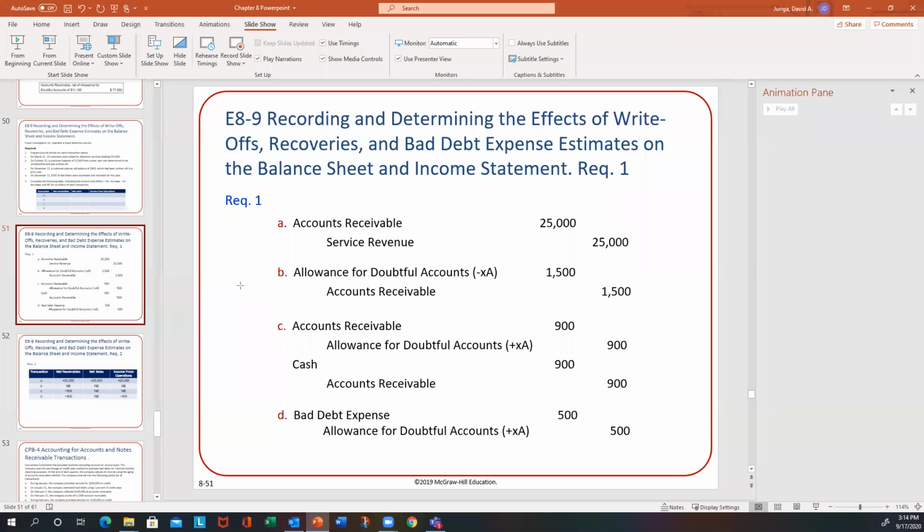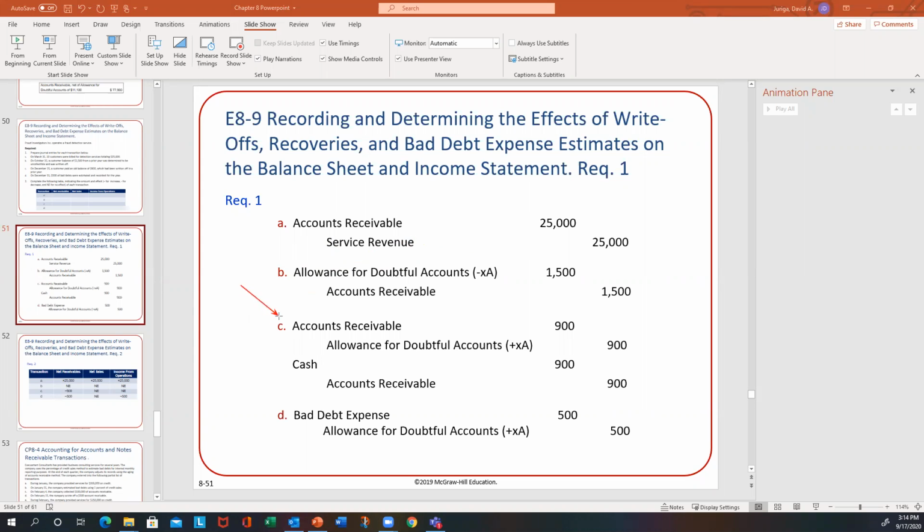So notice, for a simple billing of a credit sale, you debit AR, credit service revenue for $25,000. That's pretty simple. On part B, this is your write-off. Anytime you write off an account, you will debit the allowance account and credit accounts receivable for whatever you're writing off.